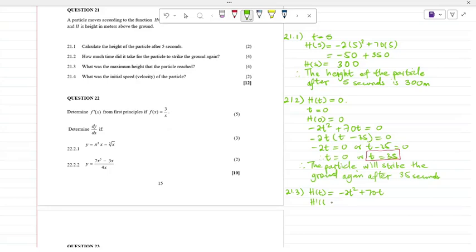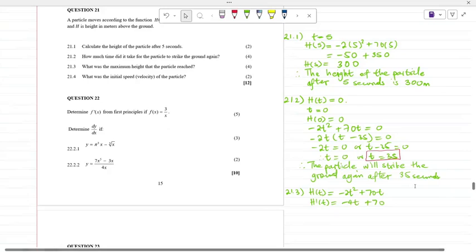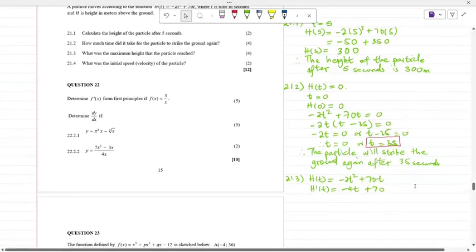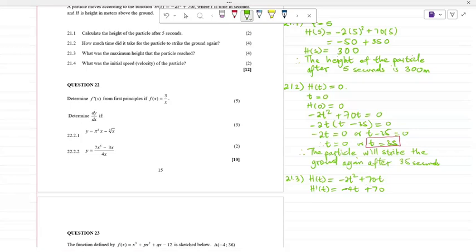Then, like I said, the maximum height that the particle will reach corresponds to the y coordinate of the turning point. So I'm going to differentiate. This gives me negative 4t plus 70. We know that at the turning point, the gradients of the tangent lines will be 0, simply because the tangents at the turning points are horizontal. So I will let the derivative of the distance function equal 0. That gives me negative 4t plus 70 equals 0.